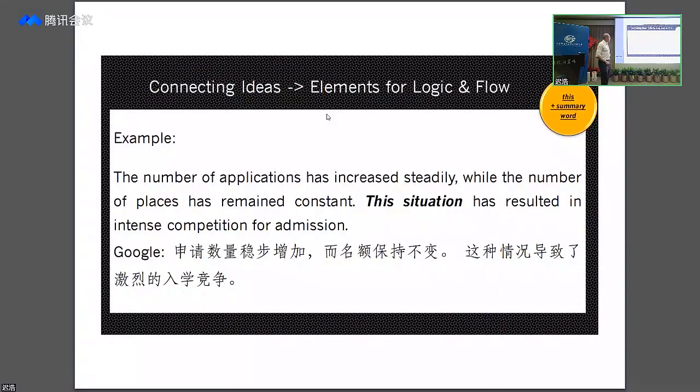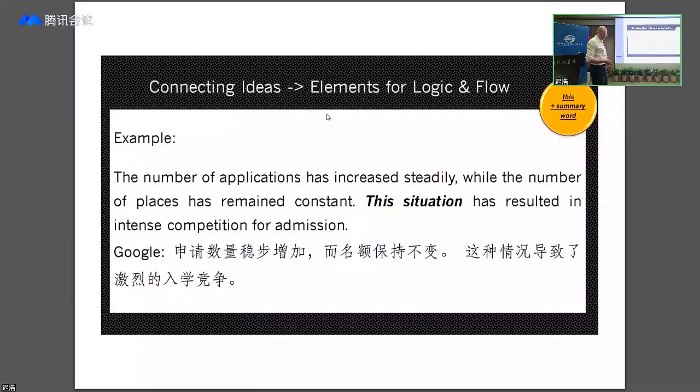The number of applications has increased steadily while the number of places has remained constant. Here, you have another example of while in one sentence. This situation has resulted in intense competition for admission. So here you can see that the term situation is used to describe the entire first sentence. The first sentence describes a situation about the number of applications, and this is being picked up in the second sentence. So then you say this situation has resulted in intense competition.